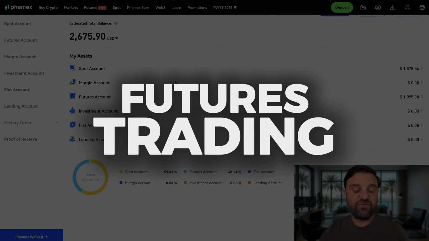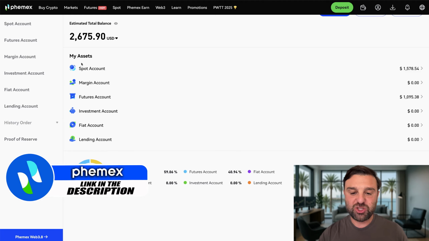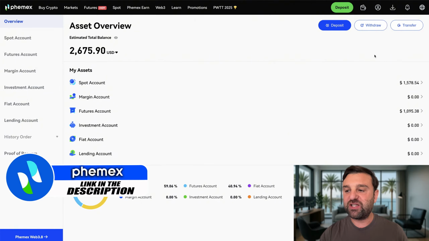So now with some funds in your account, we can start trading futures. And you can see in my futures account here, I've got just over $1,000. If your funds are, for example, in your spot account, you can easily move funds around by just pressing the transfer button. For crypto trading with leverage, you're going to want to have it in your futures account.